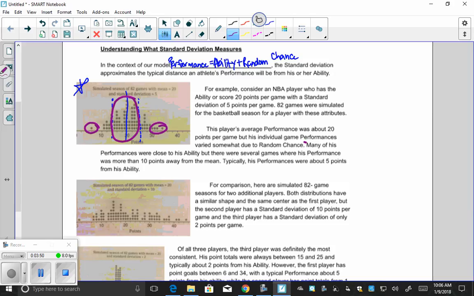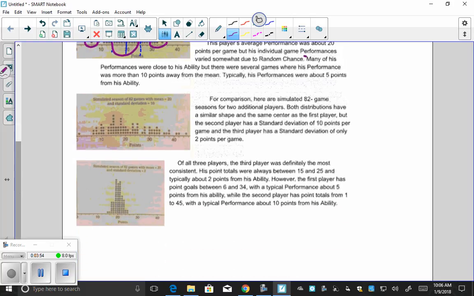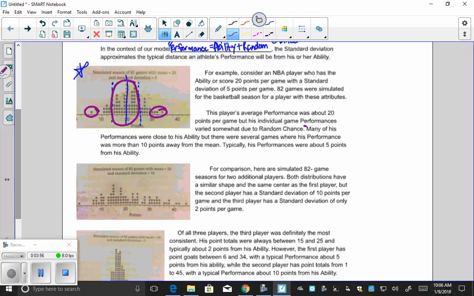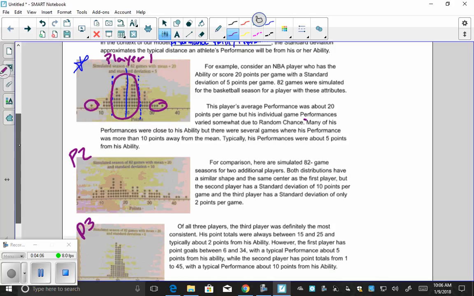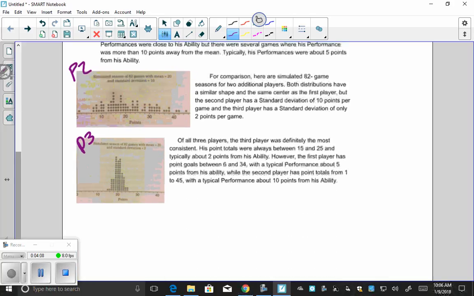So for comparison, here are simulated games for 2 additional players. This was player 1, this was player 2, and this was player 3. Both distributions have a similar shape and the same center. So that means their mean is still in the middle. This is their mean.